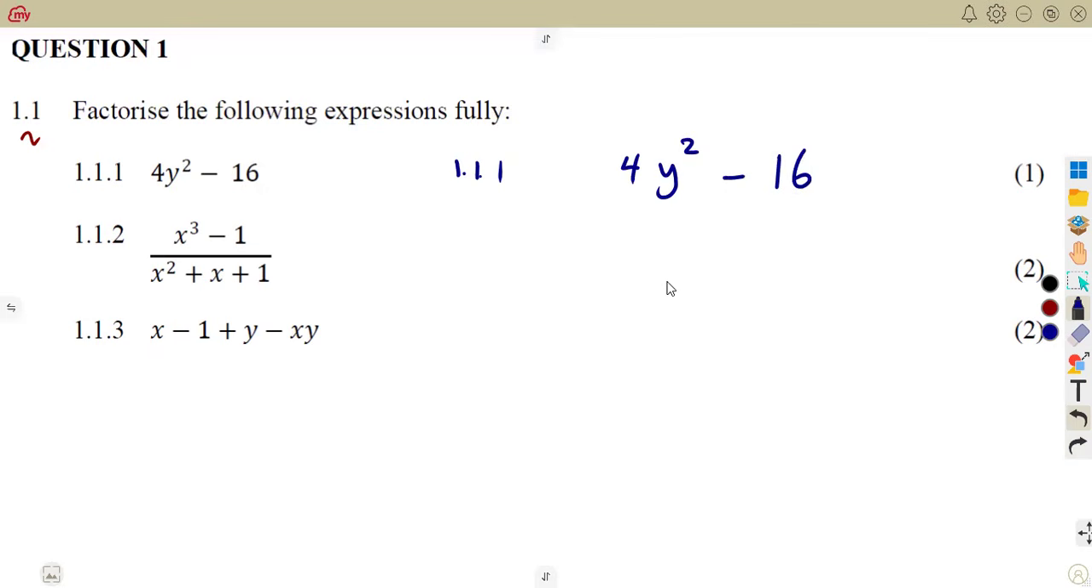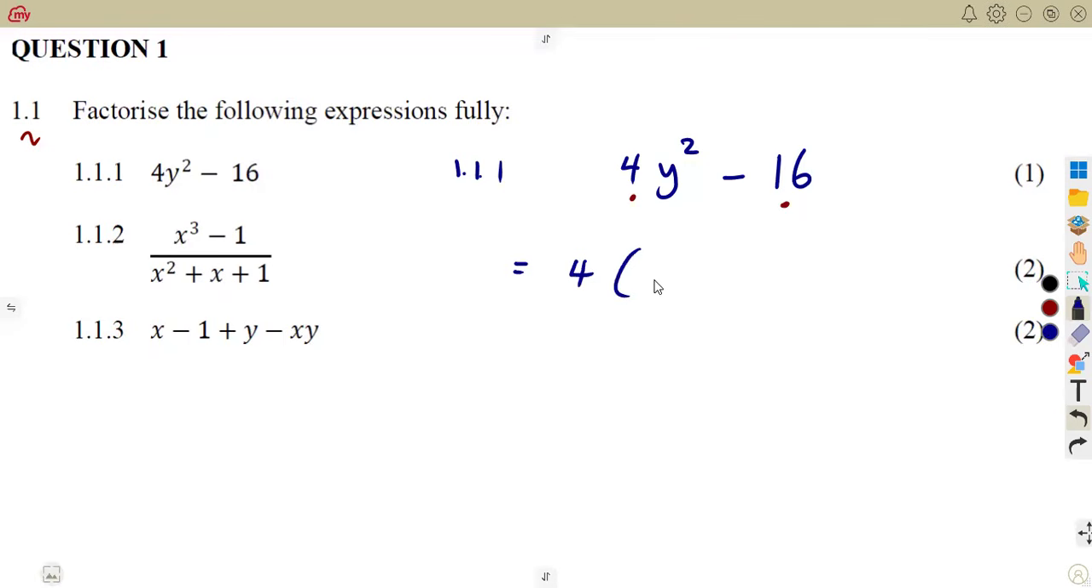So be careful as you are working with factorization. Remember the golden rule. If there is anything that is common, that is the first thing that you're supposed to consider. It is very true that this is a difference of 2 squares. 4 is a perfect square, y squared, the 16 is also a perfect square. Very true. It is very, very true that it's a difference of 2 squares. But are you seeing that before you consider it, 4 is common between these two terms? So you can factor out the 4.